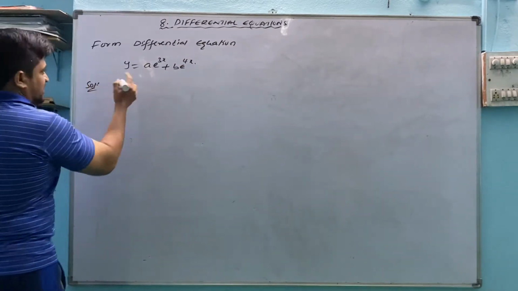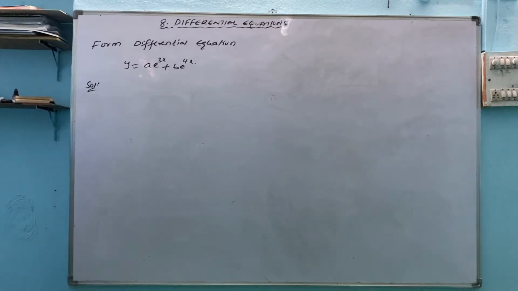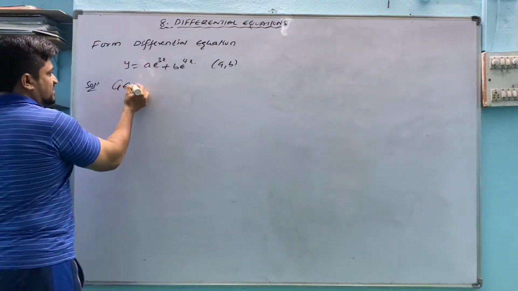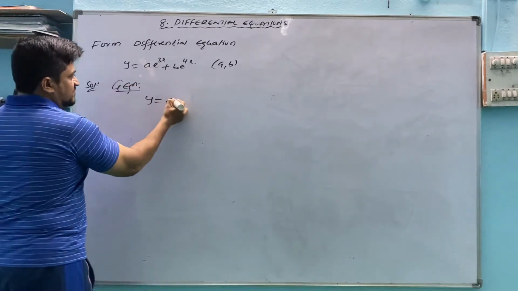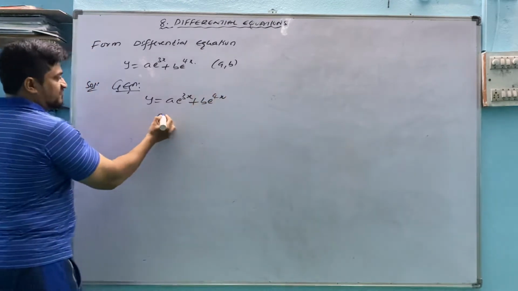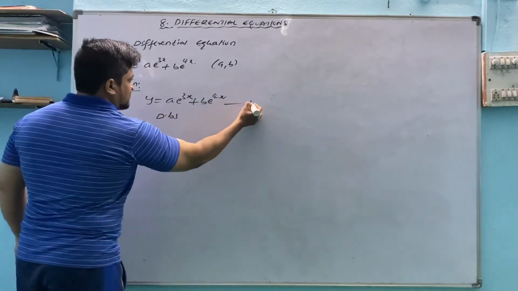Sometimes the question will be in this form: y equals a into e power 3x plus b into e power 4x, where a and b are constants. First we will write the given equation. Whatever the given equation is, we will write it here. Then we will differentiate both sides. This is equation 1.